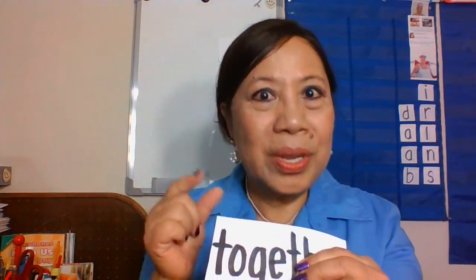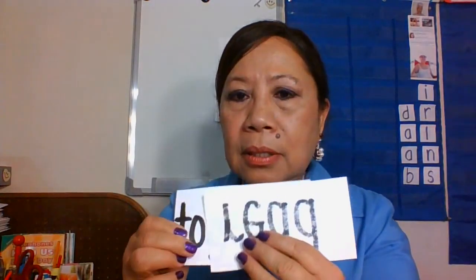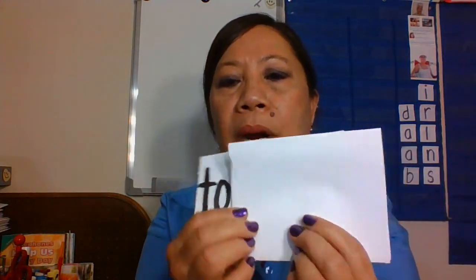Next. The word is together. T-O-G-E-T-H-E-R. All right. We are going to put all these letters and sounds together, okay? Let me tell you. Let's see. This is T. I'm going to get another piece of paper. All right, here it goes. Two, that word is two.